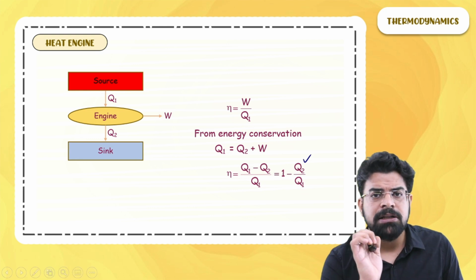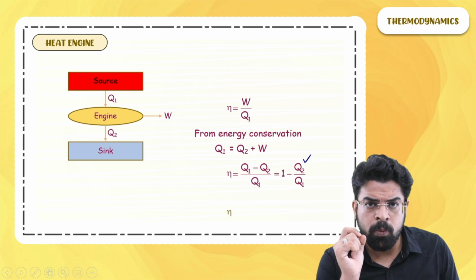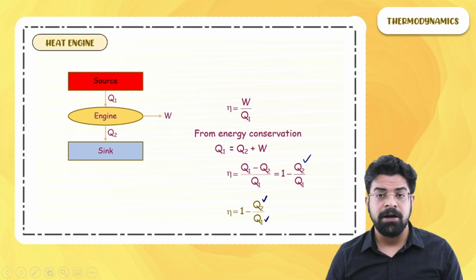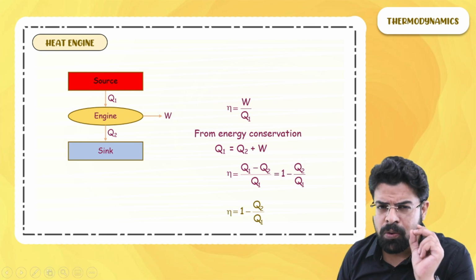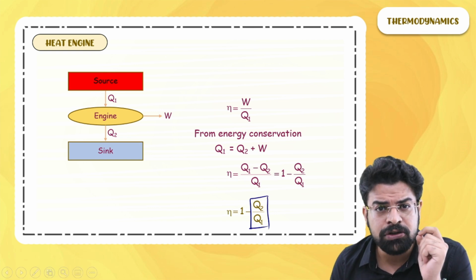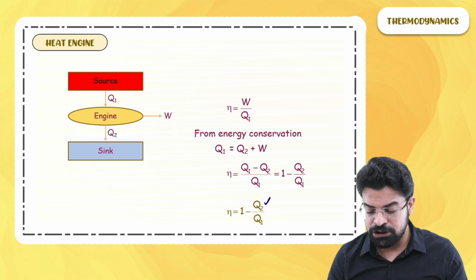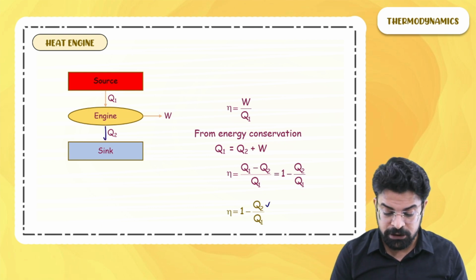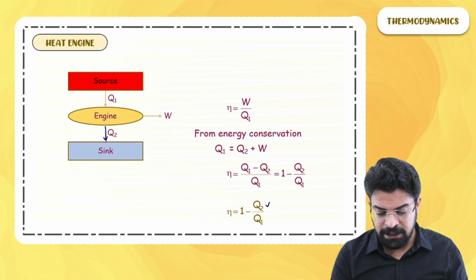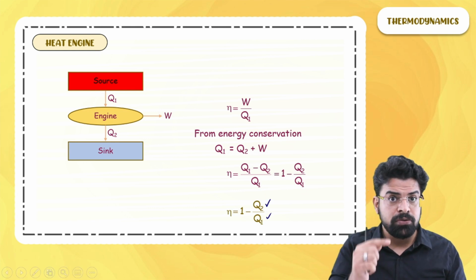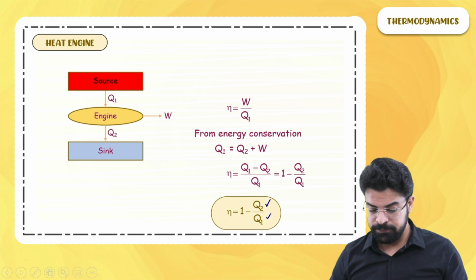So remember that the efficiency of a heat engine is 1 minus the heat rejected to the sink upon the heat accepted from the source. Is it obvious that this quantity Q2 by Q1 should be less than 1? If Q2 by Q1 has to be less than 1, it means that the numerator has to be smaller than the denominator. So what is the numerator? The heat rejected to the sink, which will always be less than the heat accepted from the source. So just remember this quantity Q2 by Q1 should be less than 1.